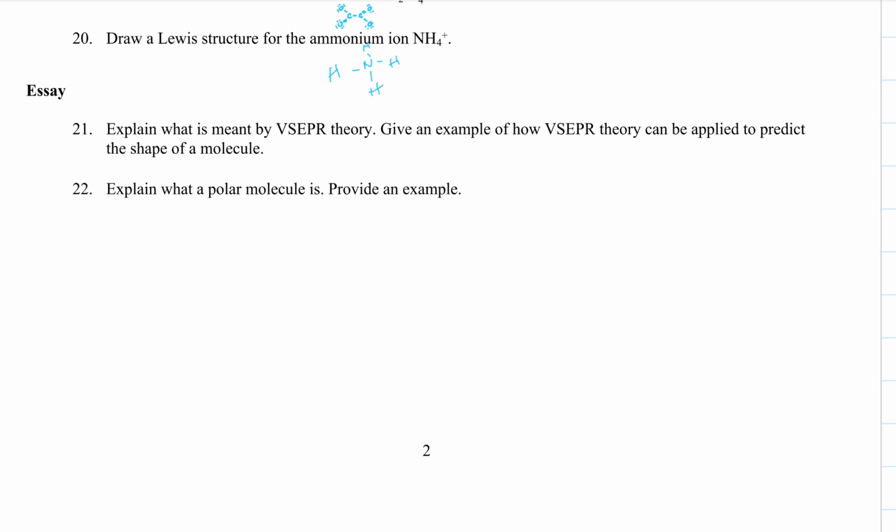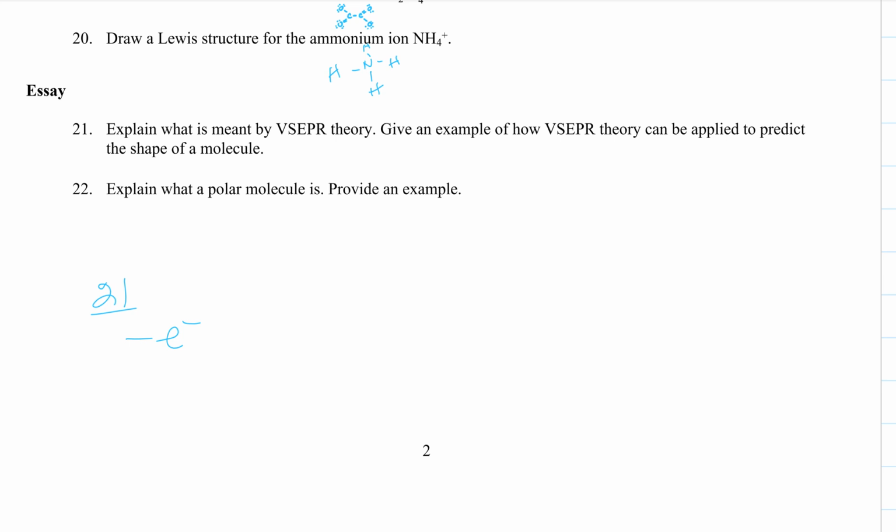All right, now down to the essays here. 21, explain what is meant by VSEPR theory. Give an example of how VSEPR theory can be applied to predict the shape of a molecule. So I'm going to give you these, and you can write them down. But I'm going to make some notes here. All right. So for 21, just a couple quick notes. What is meant by VSEPR theory? That is valence shell electron pair repulsion. All right. What that means is electrons try to get as far away from each other as possible.